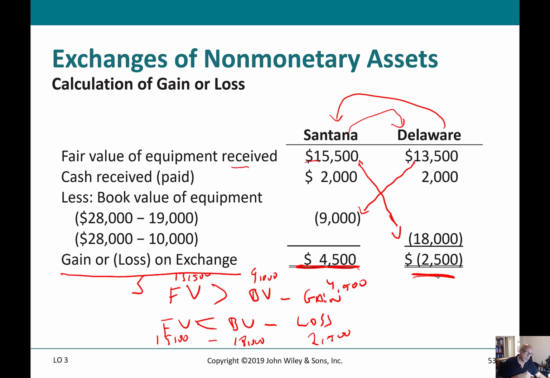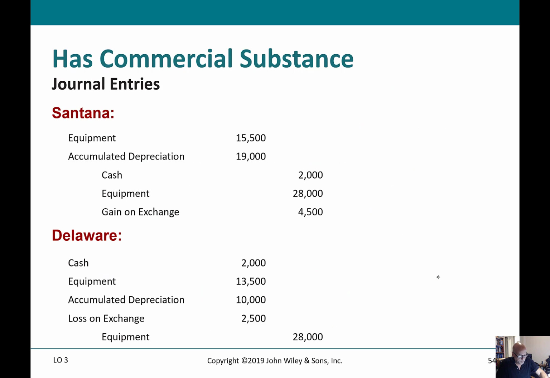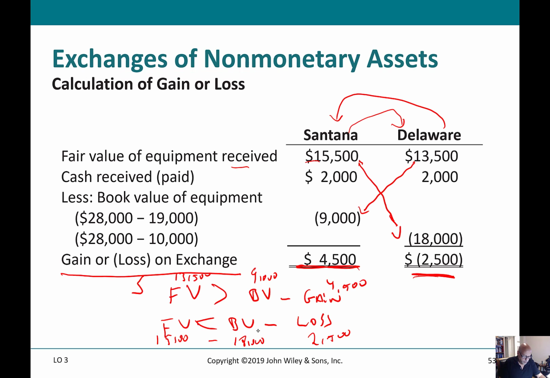So we know now we have a gain and we have a loss. Let's see how we're going to apply these, going through the scenarios of having commercial substance, not having commercial substance, etc., and see how that's going to affect our journal entries. If the transaction has commercial substance, we know we're always going to take the entire loss. Let's start out with Delaware. We know they had a loss. We know we have to take that loss, right? Delaware, I should have put a D there, is the company that had the loss.